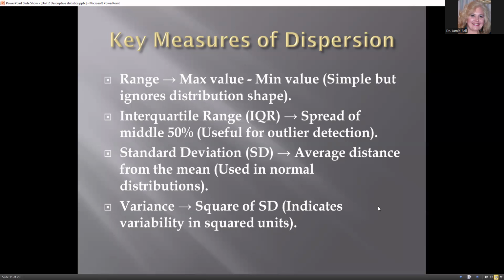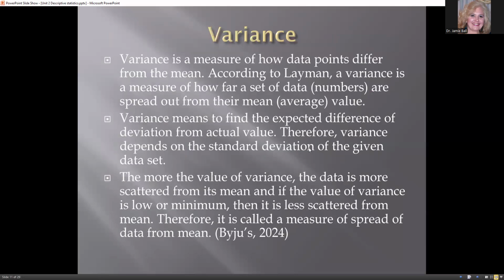We can use standard deviation. That's the average distance from the mean, and we use it usually in normal distributions. And variance, which is the square of the standard deviation, gives us the variability in squared units. Okay, so variance is a measure of how the data points differ from the mean.